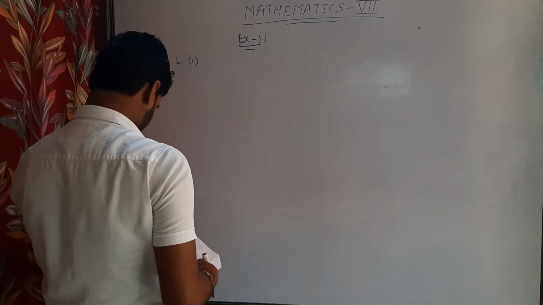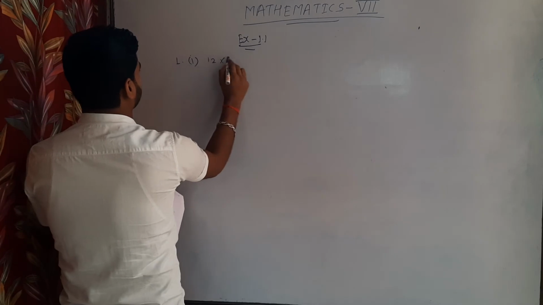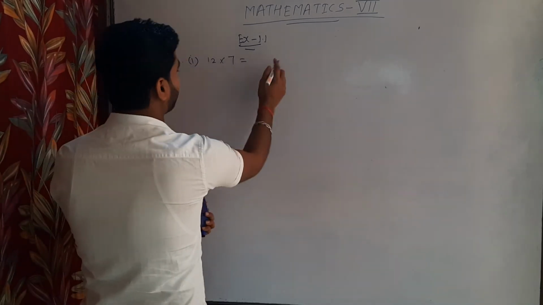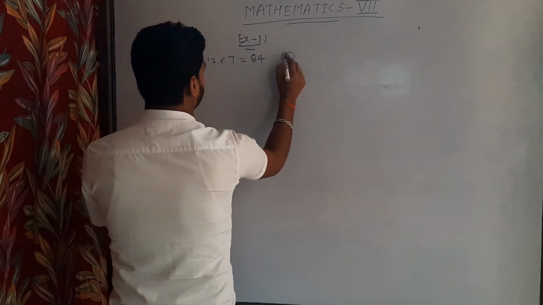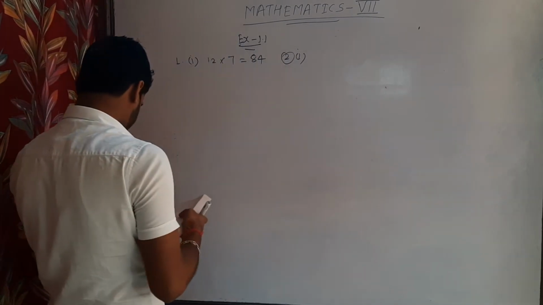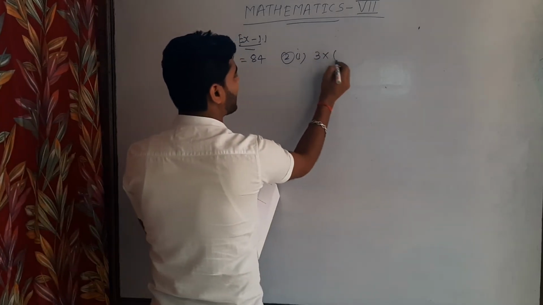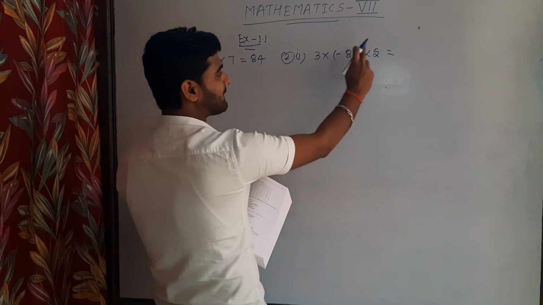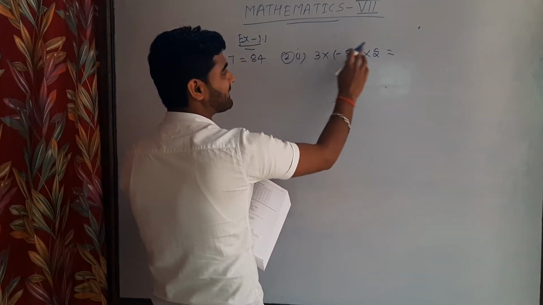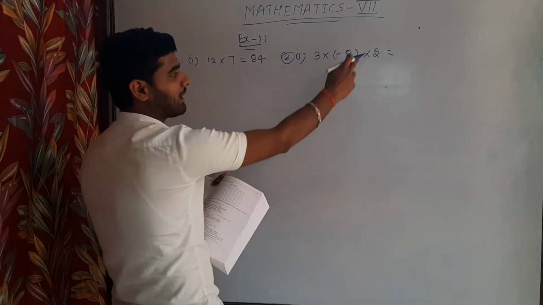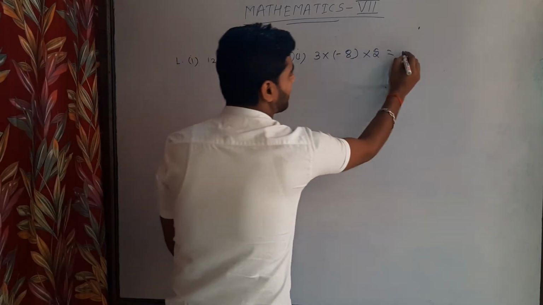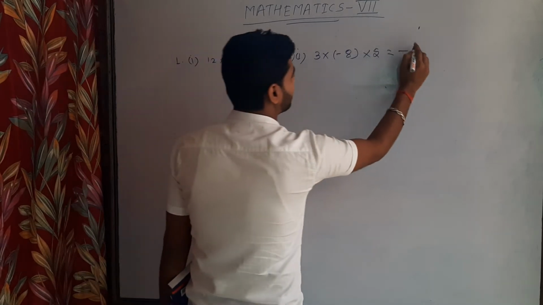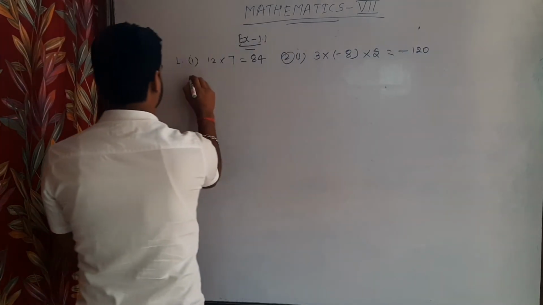First, 12 multiply 7. Here we have to multiply. So 12 7s are 84. That's it. Second, first, we have to multiply 3, multiply minus 8, multiply 5. Here plus, minus and plus. So plus and plus multiplied give plus, and plus and minus multiplied give minus. Then 8 3s are 24 and 24 5s are 120.